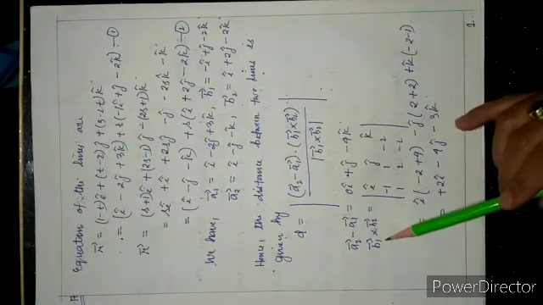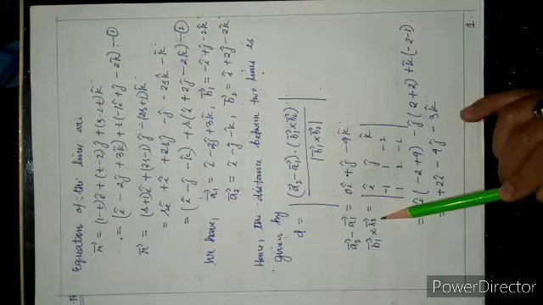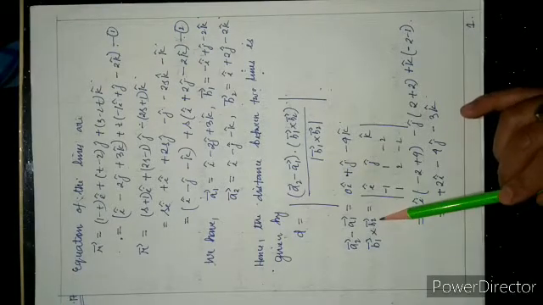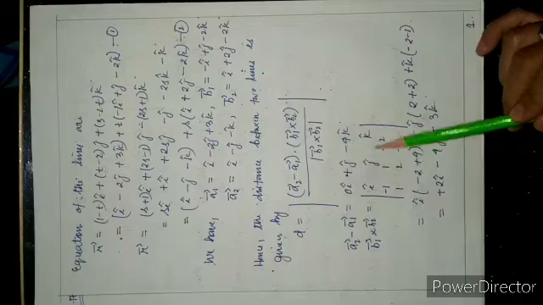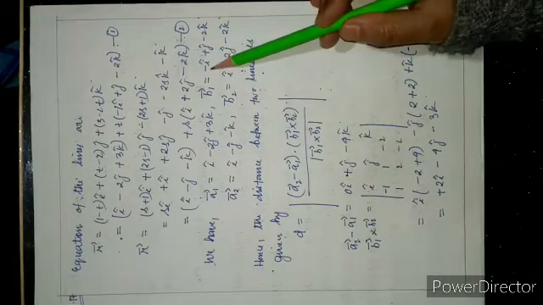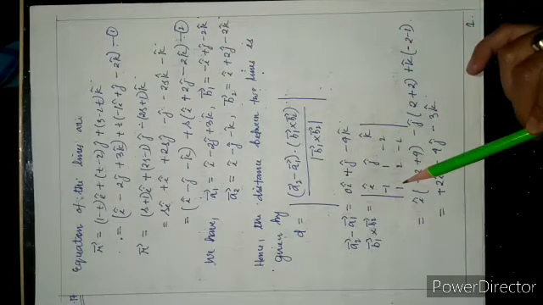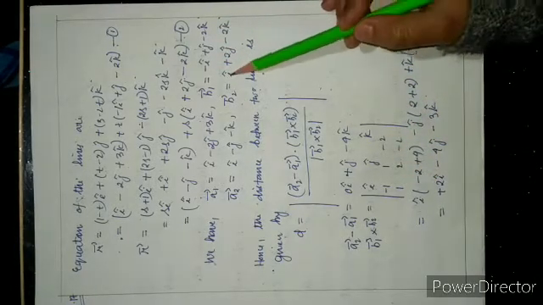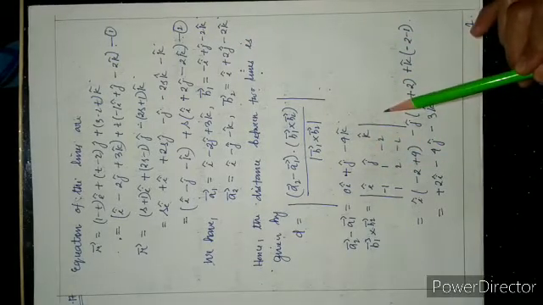Then find the cross product of b1 and b2. The cross product of two vectors b1 and b2 is given by the expansion of the determinant whose elements are i cap, j cap, k cap. Then write the components of b1: minus 1, 1 and minus 2. Then write the components of b2: 1, 2 and minus 2. Now expand this determinant along the first row.